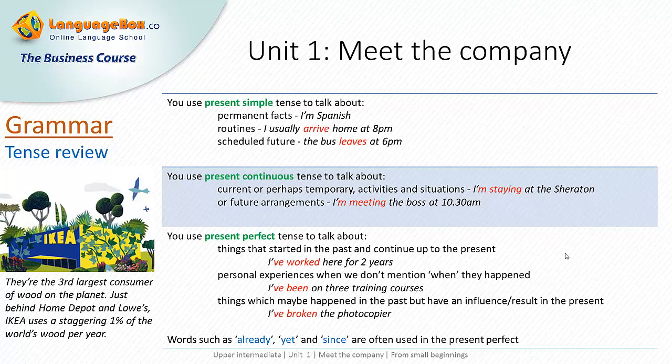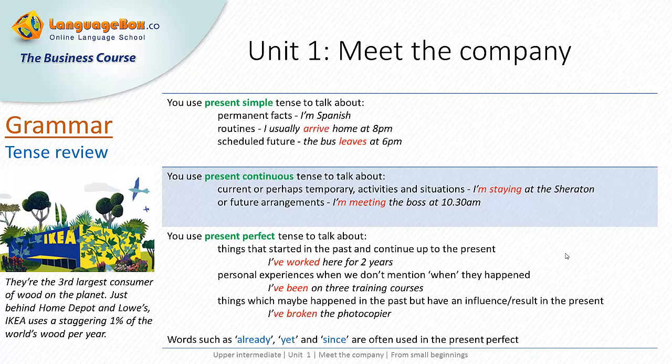So a logical place to start is with present simple. And there are three functions of present simple tense. The first is to tell us permanent facts. For example, I'm Spanish. Some other examples: the sun rises in the east, the sun sets in the west. It's always true, it's a fact, and for this we use present simple.